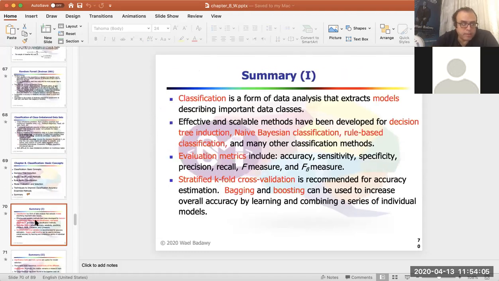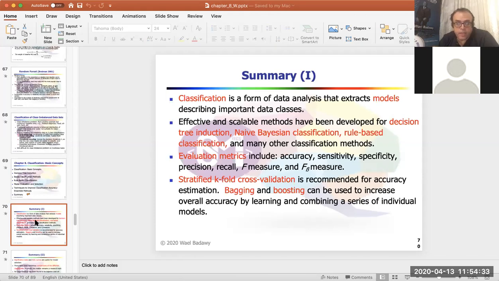Now, the last thing is the summary. So summary: classification is a form of data analysis that extracts models describing important classes. Effective and scalable methods have been developed, such as decision tree induction. Evaluation metrics like accuracy, sensitivity, specificity, precision, recall, F measures and F beta measures.